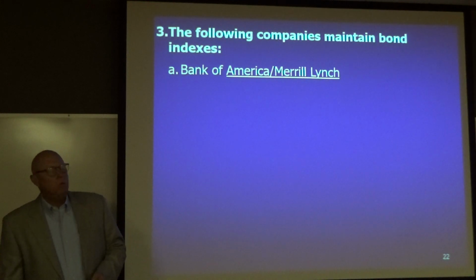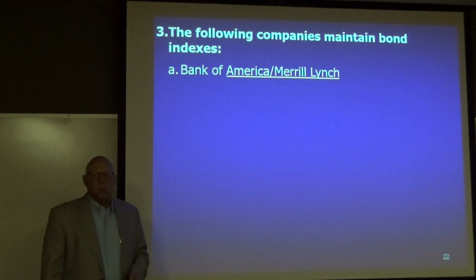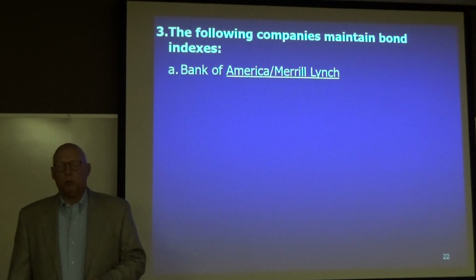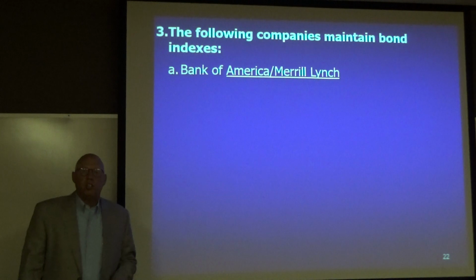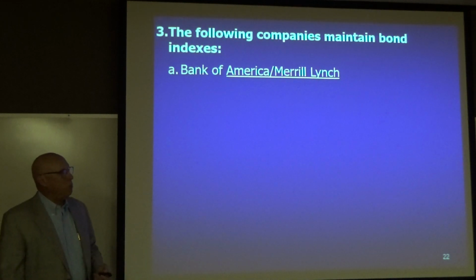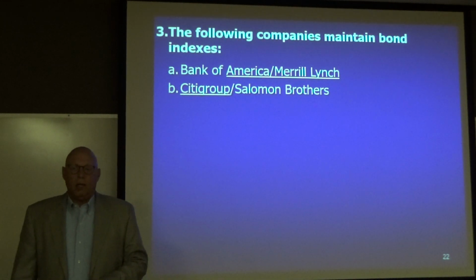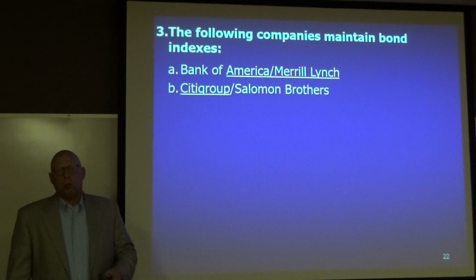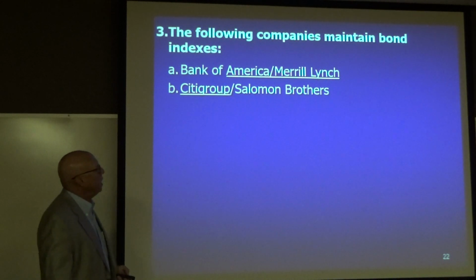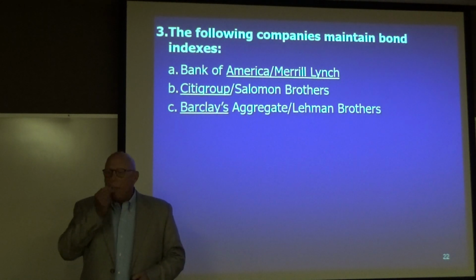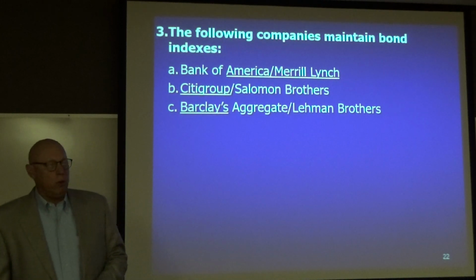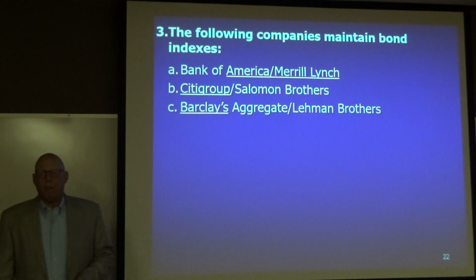All right, so who maintains bond indexes? Well, Bank of America, which owns Merrill Lynch. Bank of America bought Merrill Lynch, which was a large brokerage firm, and Merrill Lynch had bond indexes, so now Bank of America Merrill Lynch has many bond indexes. Citigroup, which is another large bank, well, they bought Salomon Brothers, which was also a large investment firm, and so they have their bond indexes. Barclays, which is a foreign bank, they bought Lehman Brothers, which is a large investment firm, and so they have their indexes. I think I'm seeing a pattern here.